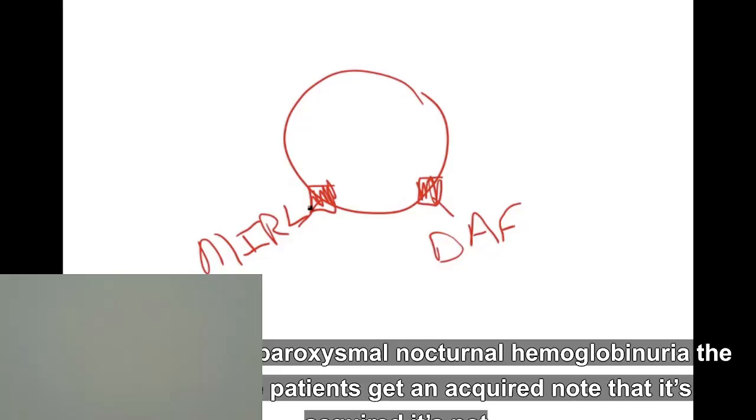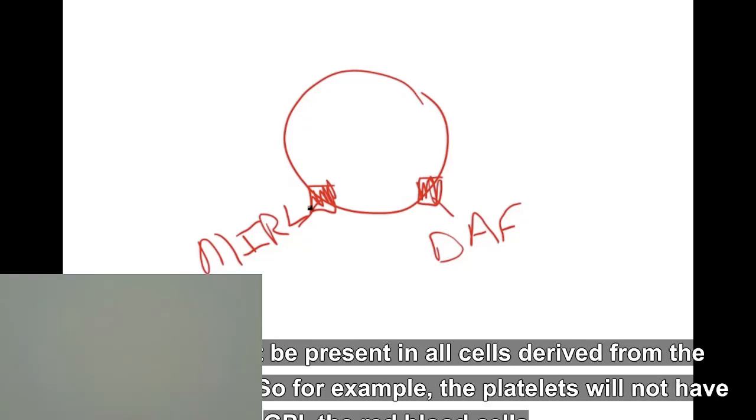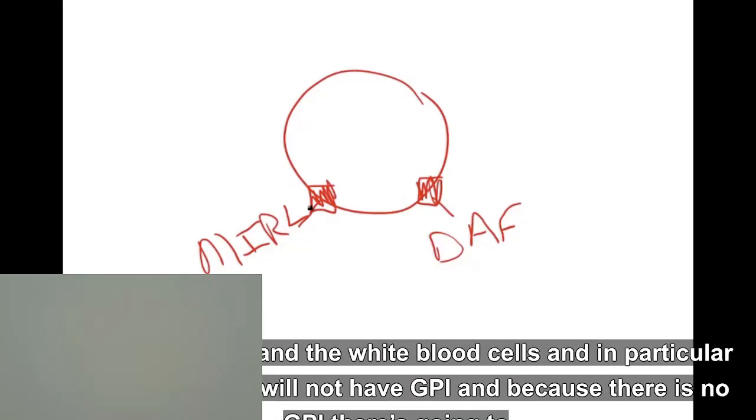In paroxysmal nocturnal hemoglobinuria, the problem is the patients get an acquired defect. Note that it's acquired. It's not inherited. It occurs later in life. It's an acquired defect in the myeloid stem cell. And because there is a defect in the myeloid stem cell, GPI will not be present in all cells derived from the myeloid lineage. So, for example, the platelets will not have GPI, the red blood cells will not have GPI, and the white blood cells, in particular the granulocytes, will not have GPI.